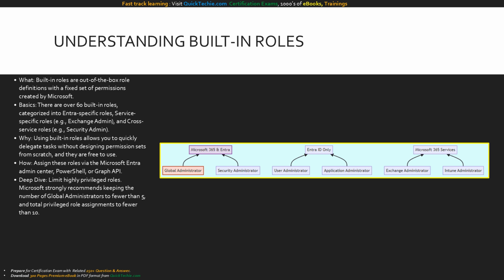This hierarchy diagram illustrates the blast radius of different built-in roles. At the top, the Global Administrator and Security Administrator roles have sweeping access across both Microsoft Entra ID and all Microsoft 365 services. This is why they are highlighted as high risk. Below them, you see roles like User Administrator and Application Administrator, which are confined strictly to Entra ID resources. On the right, service-specific roles like Exchange and Intune administrators are confined to their respective workloads. When assigning roles, always aim for the lowest block on this diagram that still allows the user to do their job.